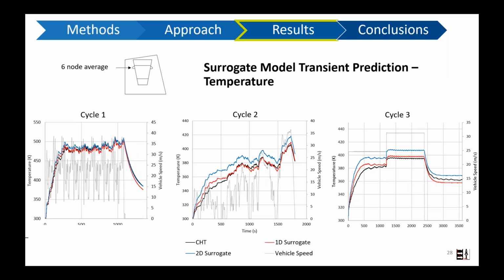Next, we'll look at the surrogate modeling methods. Again, in black, we have the conjugate heat transfer solution. In red is the 1D surrogate, and blue is the 2D surrogate, and in gray, again, is the vehicle speed. We see a consistent overprediction of temperatures for both the 1D and 2D surrogates, but they do perform better in cycles 1 and 2.